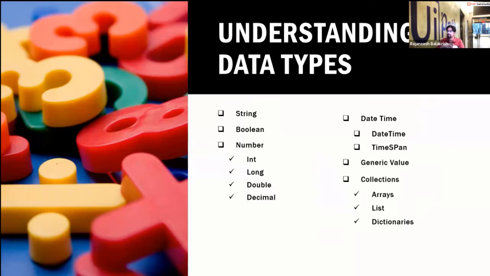There are different types of data. There are strings, Boolean, number, date time, generic value, and collections. All these data types are covered in UiPath. They are categorized into different categories, and based on the type of project we are working on and the type of requirement we have, we need to work with this kind of data. Mainly we get the input, process it, and give the output, so we need to manipulate the data based on the given input.